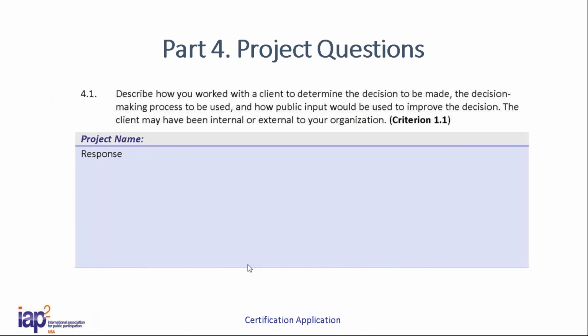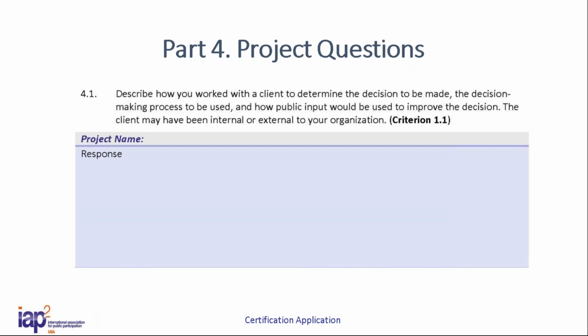You'll see that for 4.1, you will put your project name and then respond to the question. In this case, describe how you worked with a client to determine the decision to be made, the decision-making process to be used, and how public input would be used to improve the decision. The client may have been internal or external to your organization. And this says criterion 1.1. So that corresponds with the criteria and core competencies that I shared with you already. So if the question doesn't make sense to you, go back to the criterion, and that will give you a hint as to what we're looking for.